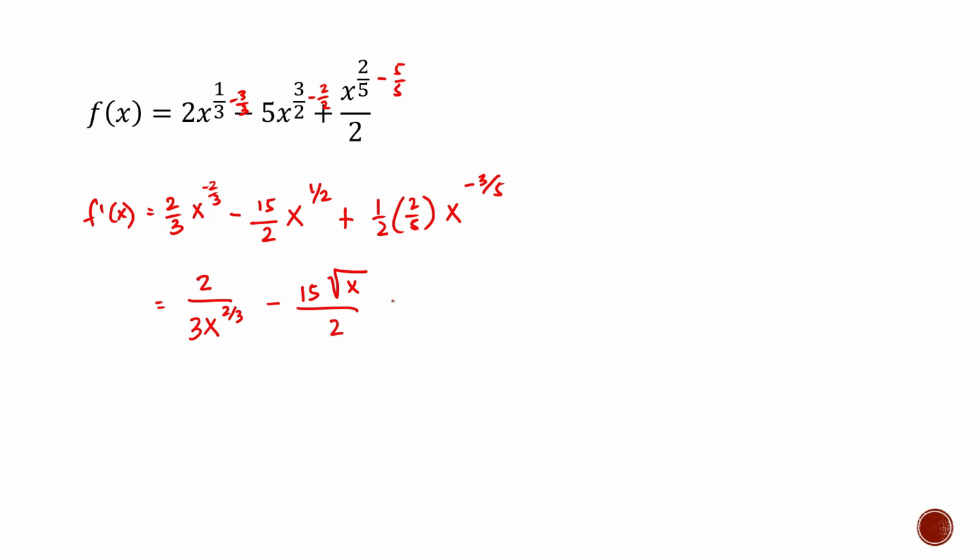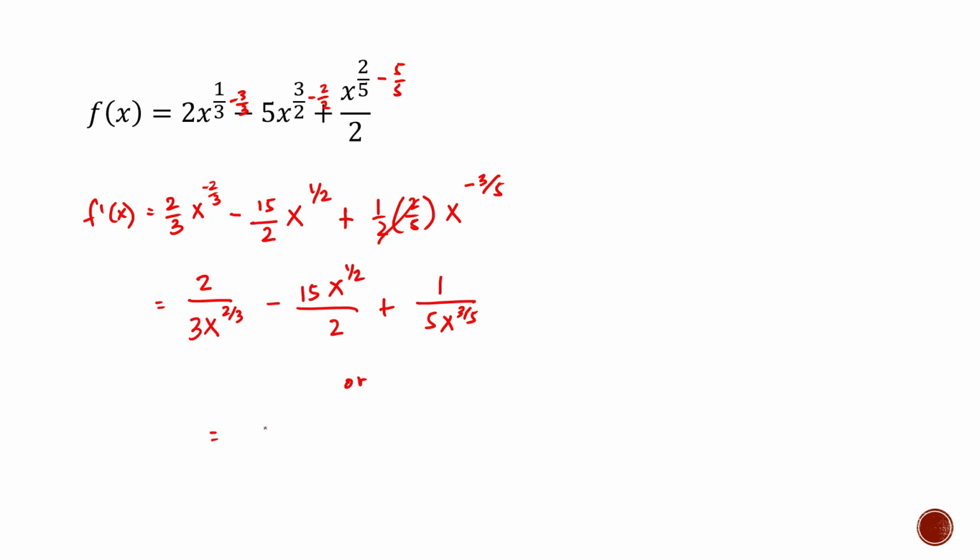All over 2. And then plus, we can cancel the 2. So that's 1 over 5, or 1 over 5x raised to 3 over 5. Okay, actually, I'll put the x raised to 1 half here just to be consistent. Some teachers will accept this, but some teachers want to express the answer as a radical. So we can actually do that.